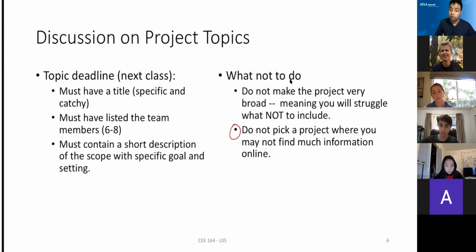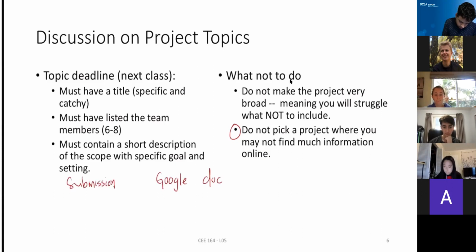And the second thing I want to suggest is that you should create a Google Doc for the submission. You should create a project document Google Doc, write those titles, write the scope, and this is where you will continue to update. And just share the link with me.